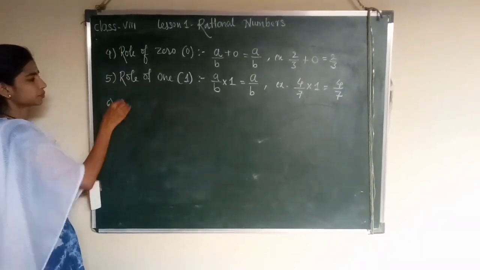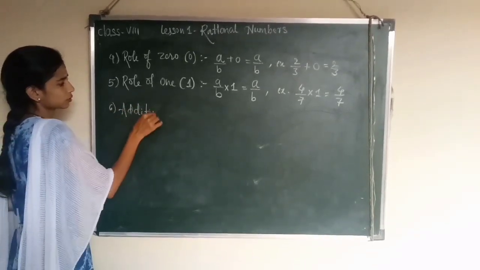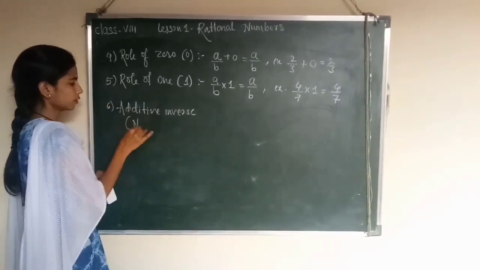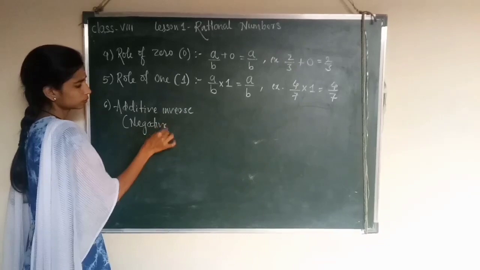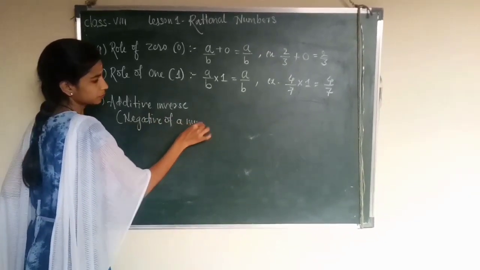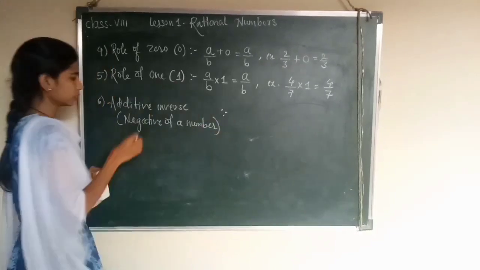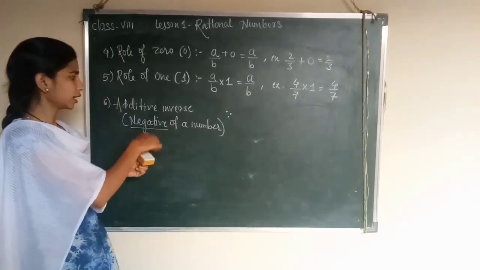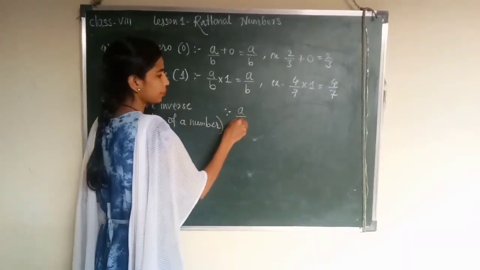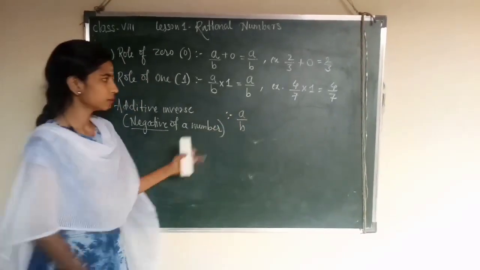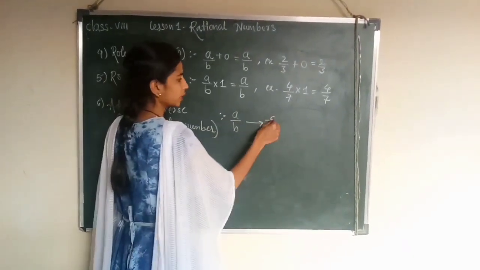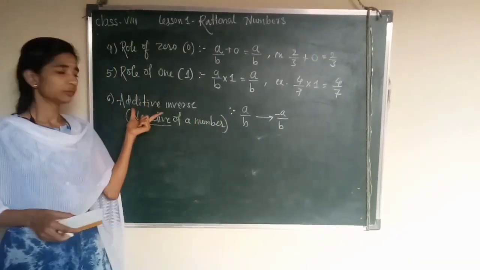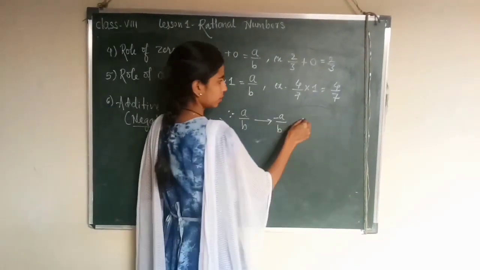Next, sixth one, additive inverse, or we can say negative of a number. See, what does the negative of a number mean? Whatever example you are taking, it's negative. Means, if a by b is a number, then its negative is minus a by b.